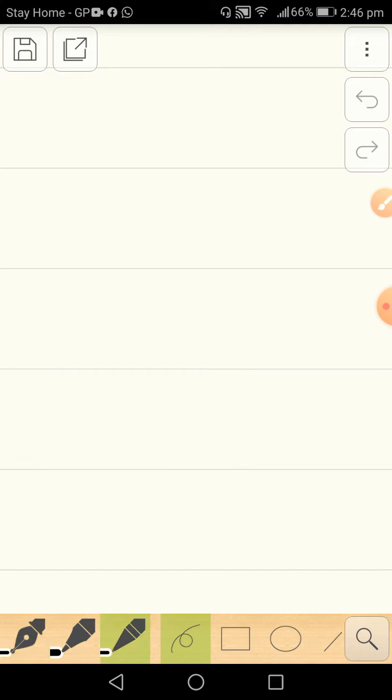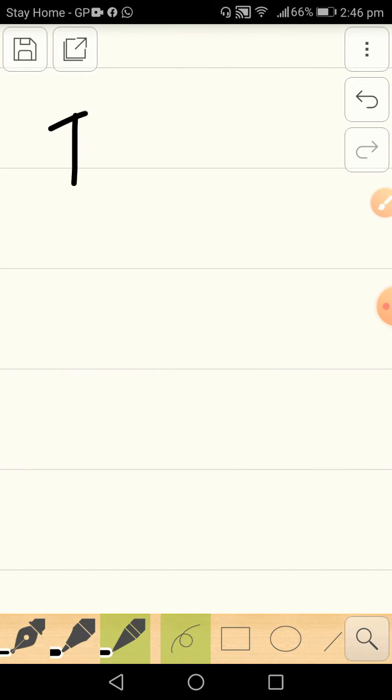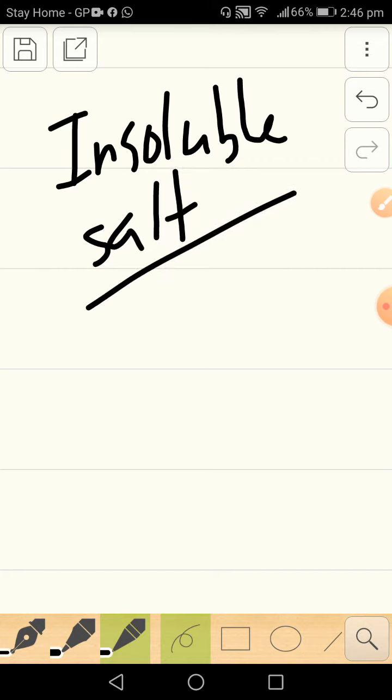Now the preparation of insoluble salts. This is the easiest of all. Here no ECCFD is required. Here just F and D are required. ECC is not required.